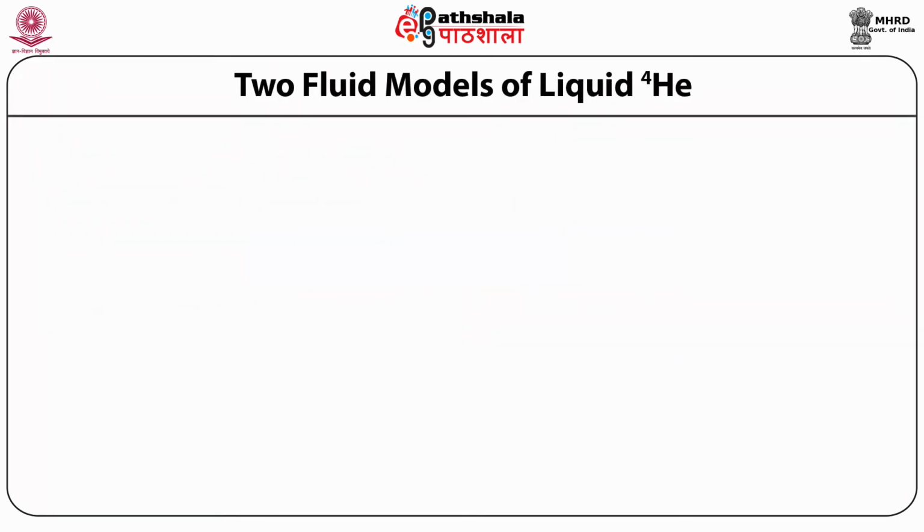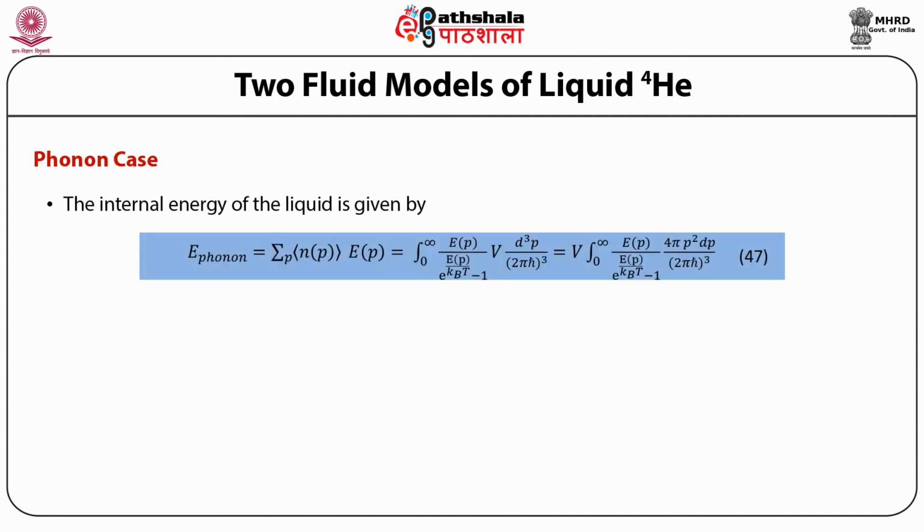Let us therefore look at the two cases, that is the phonon case and the roton case, separately. The internal energy of the liquid is given by E_phonon equals the sum over p of the expectation value of N_p multiplied by E_p, which is equal to the integral from 0 to infinity of E_p upon e raised to power E_p upon k_B T minus 1, multiplied by V d³p upon (2π ħ)³, which is equal to V times the integral from 0 to infinity of E_p upon e raised to power E_p upon k_B T minus 1, multiplied by 4π p² dp upon (2π ħ)³.